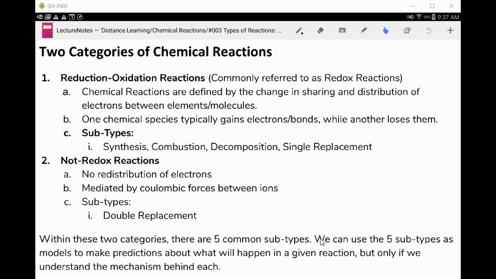Now, there are also some non-redox reactions where there is no direct change in the electrons being distributed. However, what happens here is this is usually occurring between two different ionic compounds, and it has to do with the Coulombic forces between the ions, where the cations and the anions of one compound interact with the cations and anions of another compound and end up redistributing. They end up repairing up where the cations go with different anions and so forth.